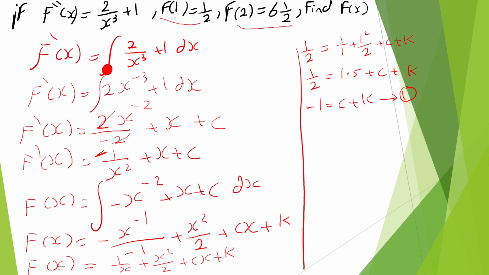That's my first equation. Now my second equation is the same, so we have 6.5 equals, substitute 2, so we will have 1 over 2 plus 2 squared is 4, 4 over 2 is 2, so that's 2 in here, plus 2c plus k. And then simplifying this gives me 2.5. Take it to the other side. So 6.5 minus 2.5 is 4. Equals 2c plus k. That's the second equation.